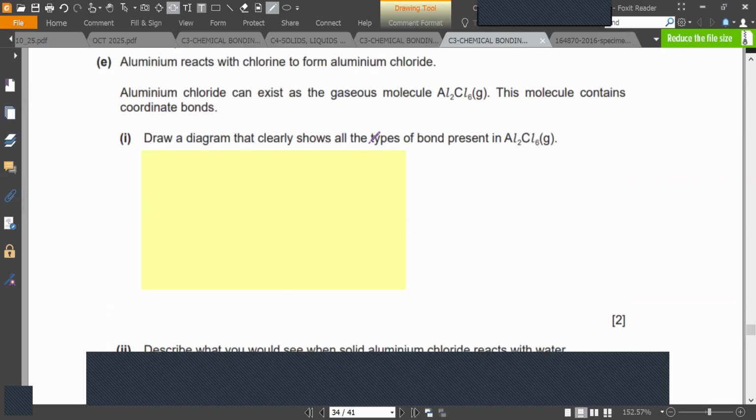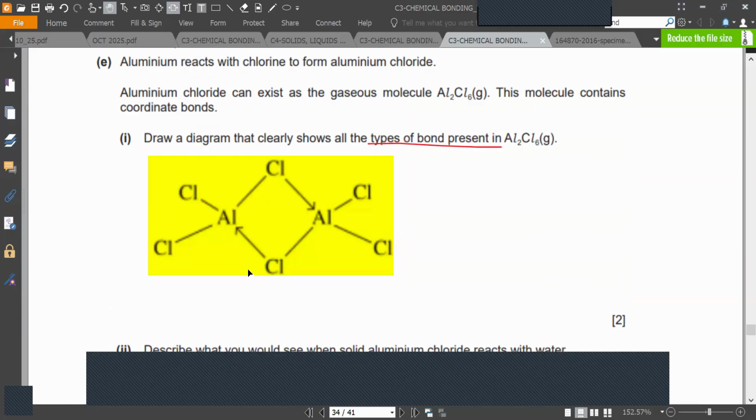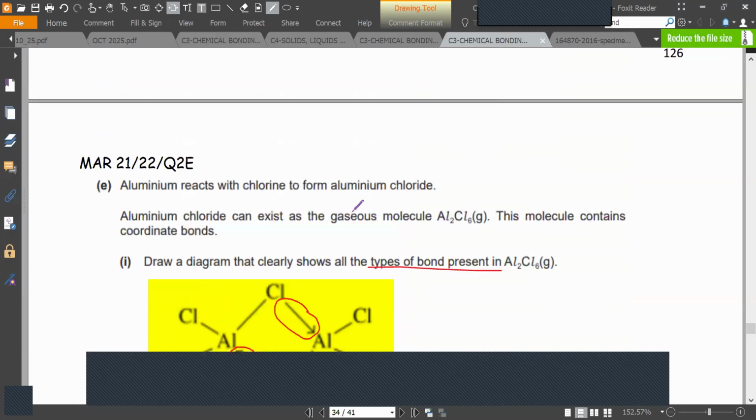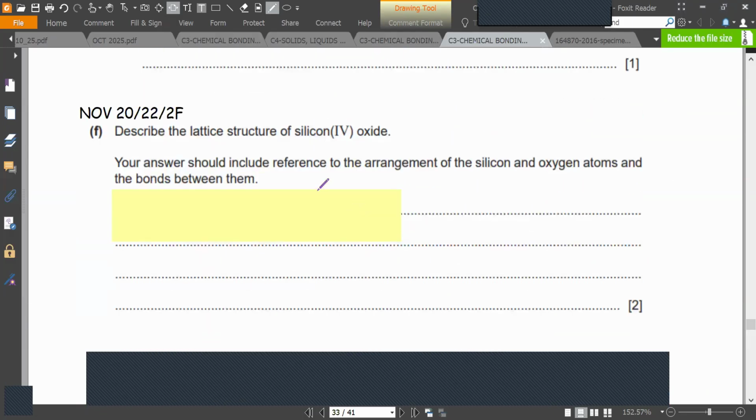Show all the types of bond present in Al2Cl6. So you can see it starts to repeat the question. So we have the covalent bond and then we also have the coordinate bonding. So we need to show that. Describe the structure of silicon oxide.